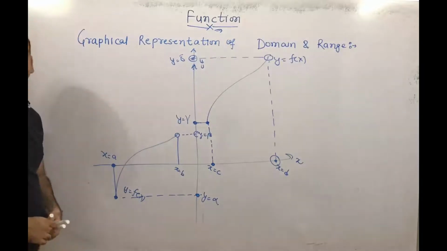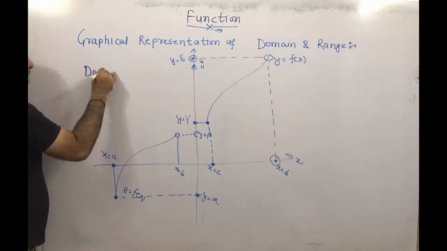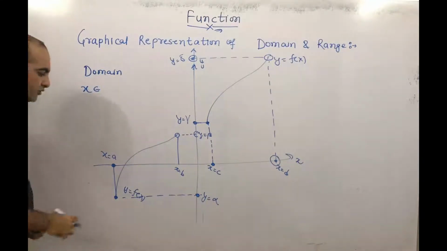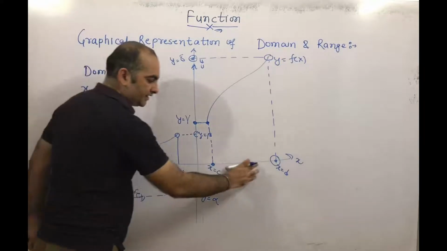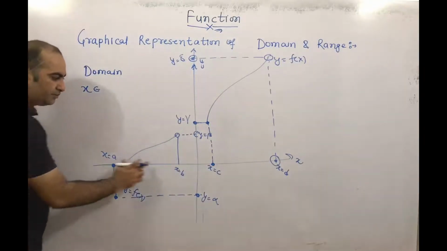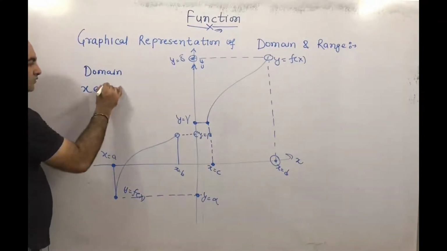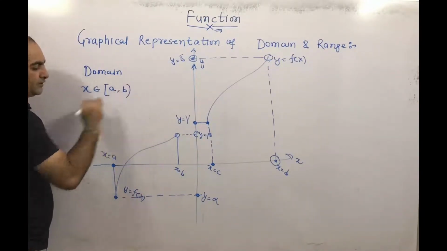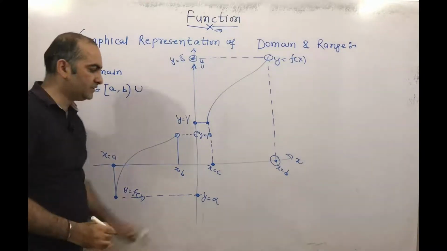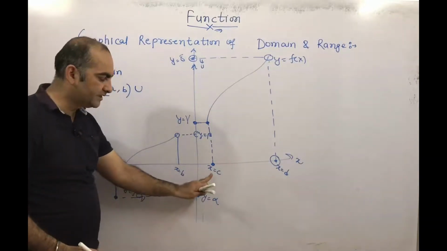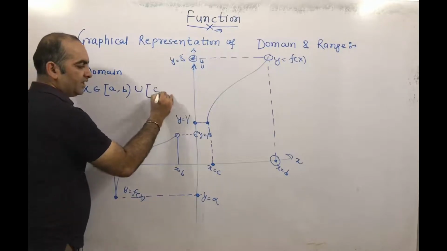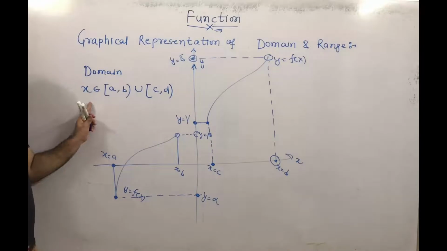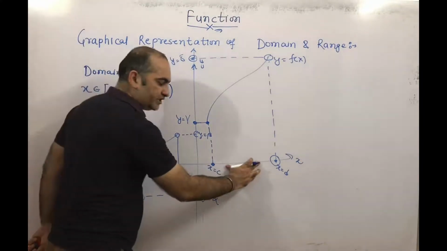Then how do we find the domain? Domain is x belongs to. So these two intervals you write. First interval is this one, and second is this one. First interval a to b. So a is included, so a is closed. b is not included, so b is open. a to b, b is open, union this interval. So for this interval, c is included, so closed at c, and d is not included, so d is open. That is your domain. So domain is this portion union this portion.